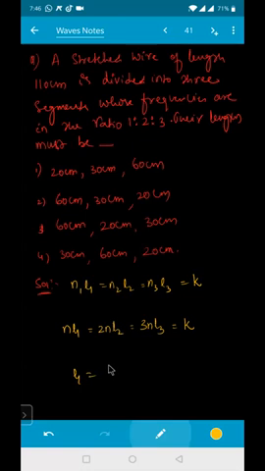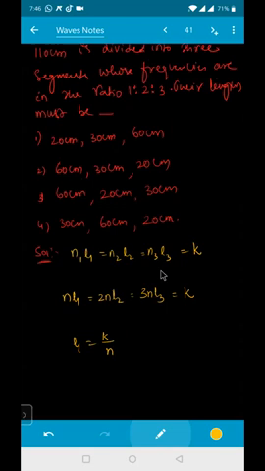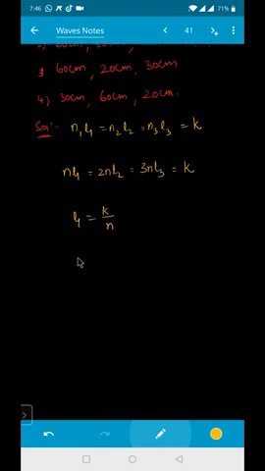So L1 will become... Option 2, sir. Yes, option 2 is the correct answer, beta. Very good. So L1 will be equal to K by N. And L2 will become K by 2N. And L3 will become K by 3N.